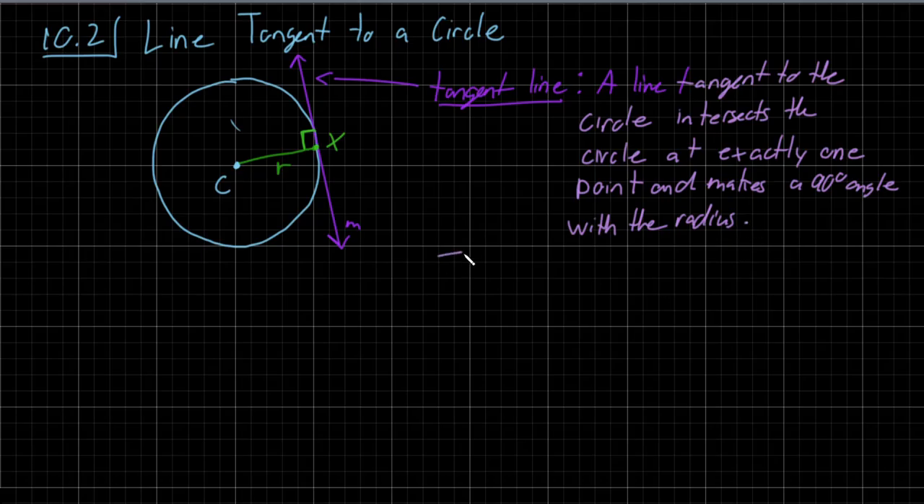So this point is called the point of tangency. So Vincent, what is our point of tangency in my image here? Yeah, that point right where they cross, right where they intersect, is the point of tangency.